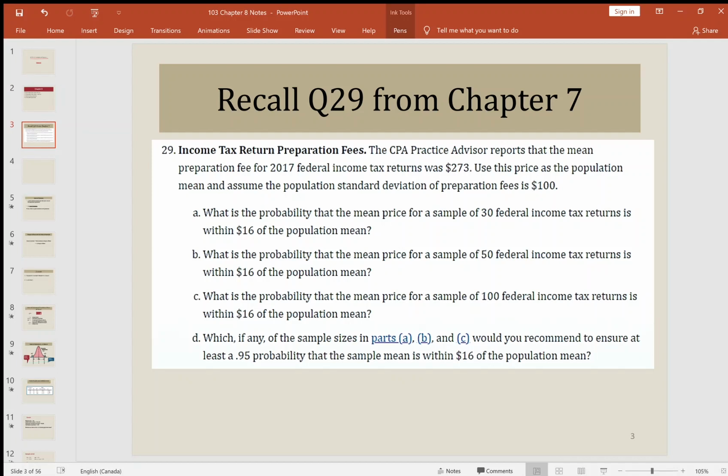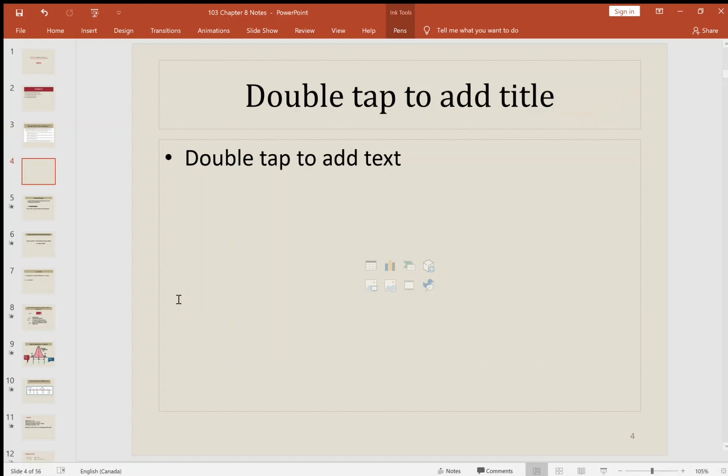from chapter 7, question number 29, which says the CPA practice advisor reports that the mean preparation fee for 2017 federal income tax returns was $273. Use this price as a population mean and assume the population standard deviation of preparation fees is $100. What is the probability that the mean price for a sample of 30 federal income tax returns is within $16 of the population mean?